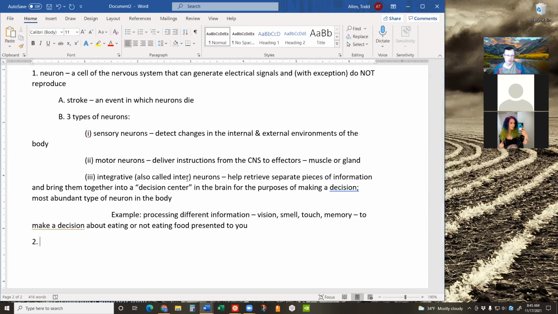Second category of cell that you're familiar with in the nervous system is the neuroglial cell. Neuroglial cells often take a back page to the neuron. They're often not as appreciated or kind of ignored, because neurons are kind of the rock stars because they can generate an electrical signal. Neuroglial cells are also cells of the nervous system. They do not create electrical signals, but they can reproduce.